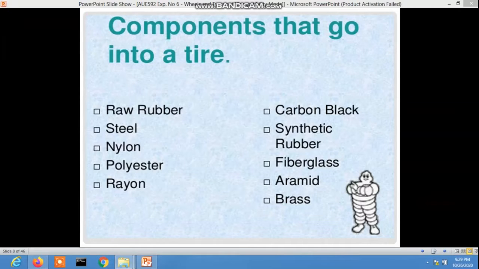Some components that go into a tire, or some materials used in a tire. Several materials are used in the construction of a tire. Those may be metals and non-metals, organic and inorganic, fibers and compounds. The major elements of the tire are composed of materials like raw rubber, steel, nylon, polyester, rayon, carbon black, synthetic rubber, fiberglass, aramid, brass.